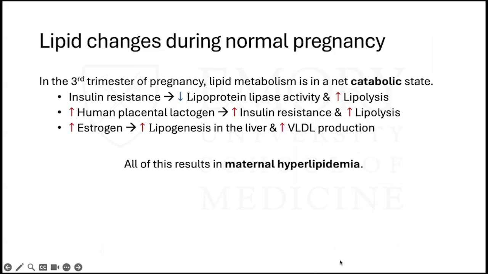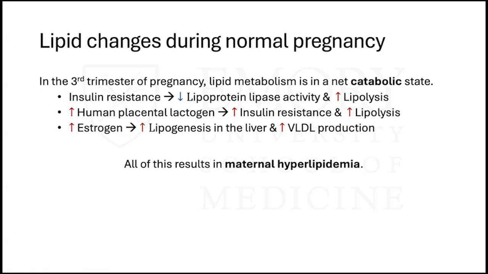However, in the 3rd trimester, we have a shift in lipid metabolism from an anabolic state to a net catabolic state. What we end up seeing is increased insulin resistance. This increased insulin resistance leads to a decrease in lipoprotein lipase activity, as well as an increase in lipolysis. We also see a rise in human placental lactogen, a hormone secreted by the placenta. This further leads to more insulin resistance as well as increased lipolysis.